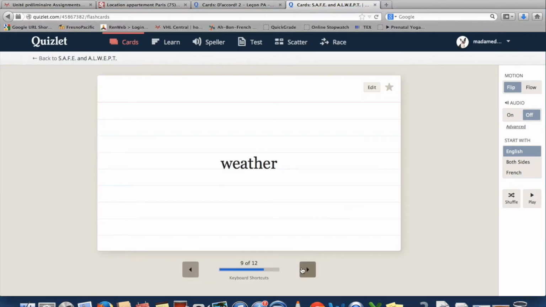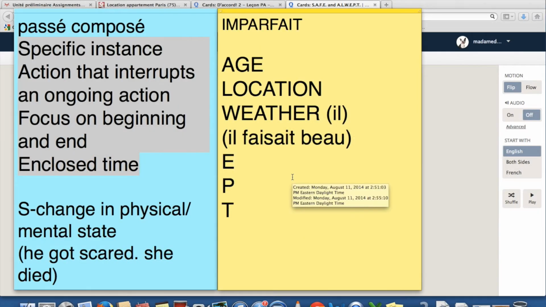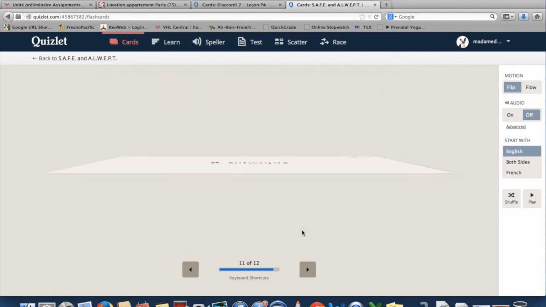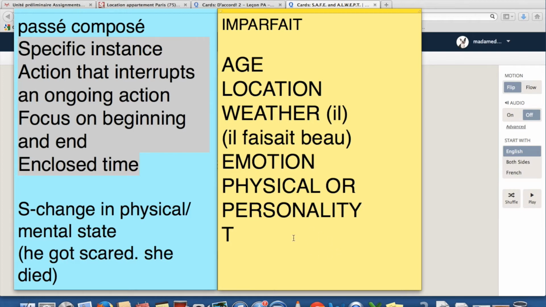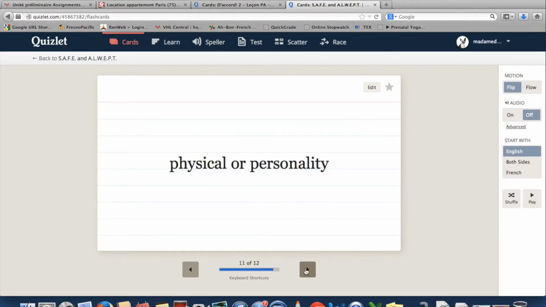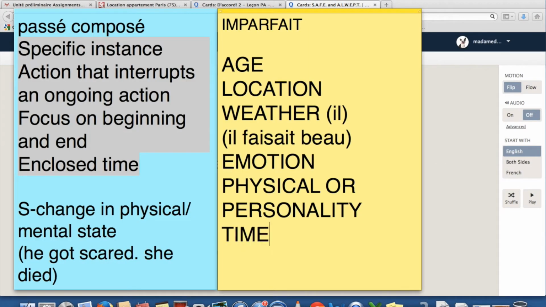E, we would use that for emotion in the past tense. The P stands for physical or personality. He was strong, not he stronged. Rather, he was strong. She was worried. And then last but not least, the T stands for time, telling time. It was 5 o'clock when she ate dinner. So it was 5 o'clock is imparfait. She ate dinner is passé composé because it's a specific instance in time.